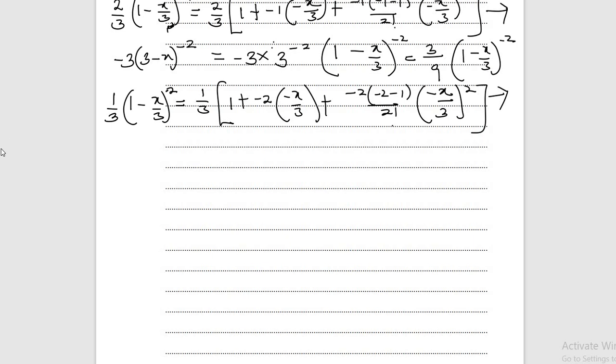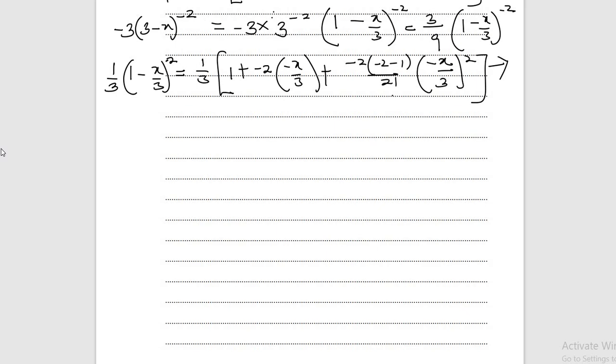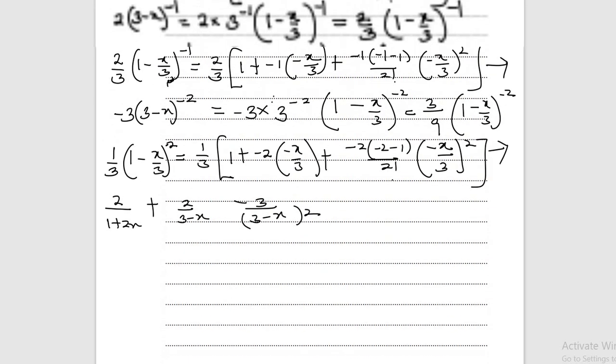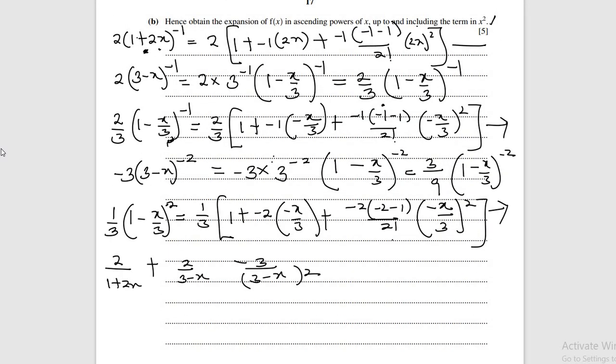The question. Okay, let me see. That's the space, so I can flex a bit. The question is 2 over 1 plus 2x plus 2 over 3 minus x minus 3 over 3 minus x squared. The first one, which is 2 over 1 plus 2x, when you open the bracket, 2 times 1 is 2, 2 times minus 2x is minus 4x.